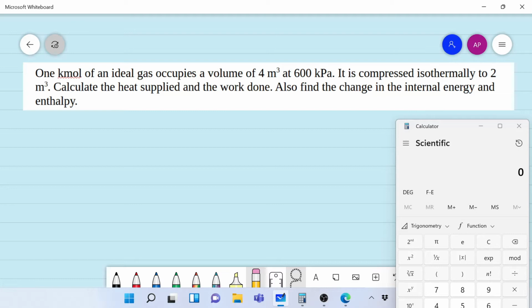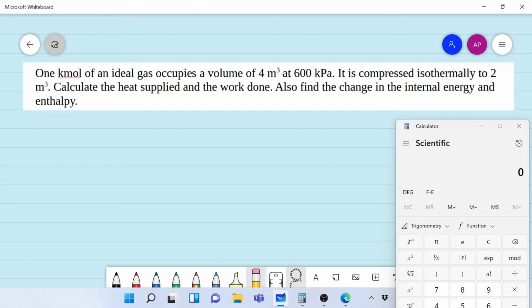1 kilomole of an ideal gas occupies a volume of 4 meter cube at 600 kilopascals. It is compressed isothermally to 2 meter cube. Calculate the heat supplied and the work done. Also find the change in internal energy and enthalpy.